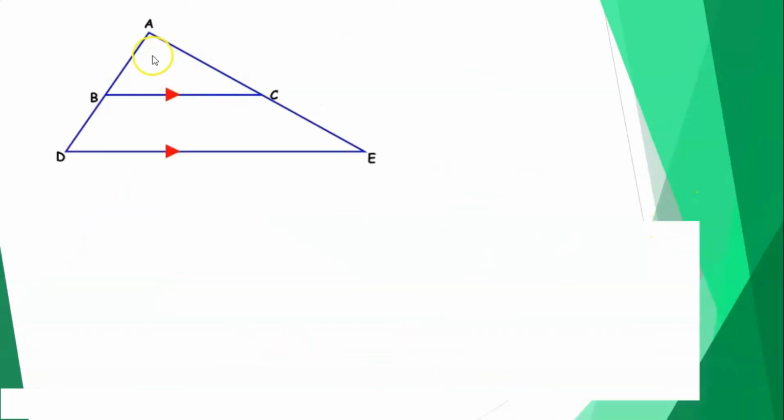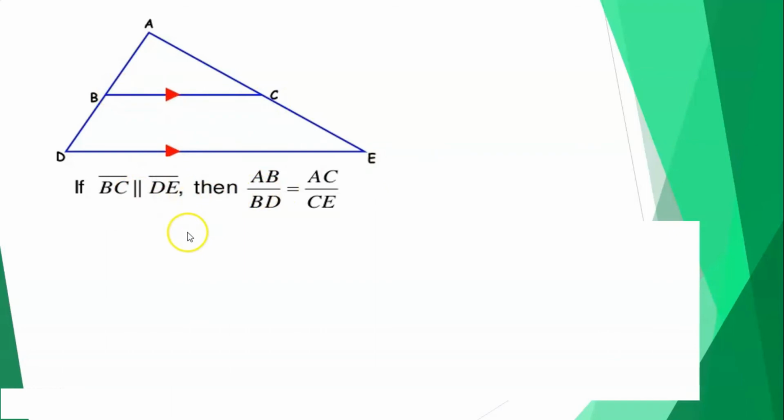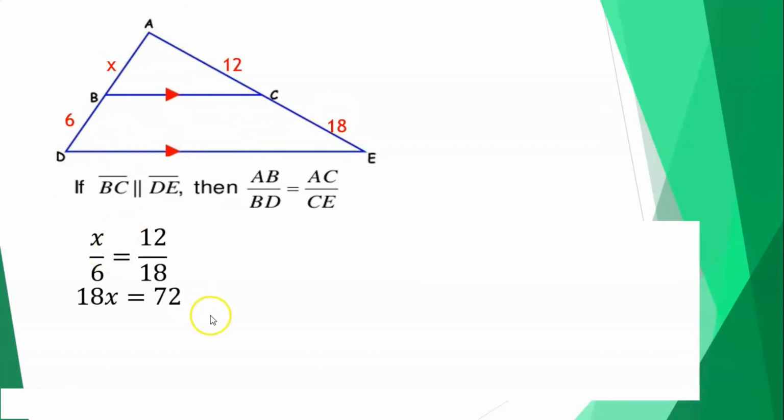So the same triangle. BC is parallel to DE. If I have here AB is X and BD is 6, this is 12 and 18. So at this point, find X. That would be X over 6 is equal to 12 over 18. So simplifying this, the value for X is 4.